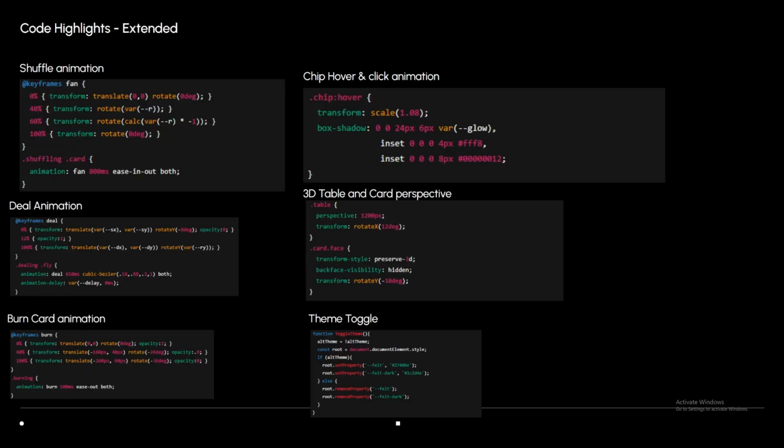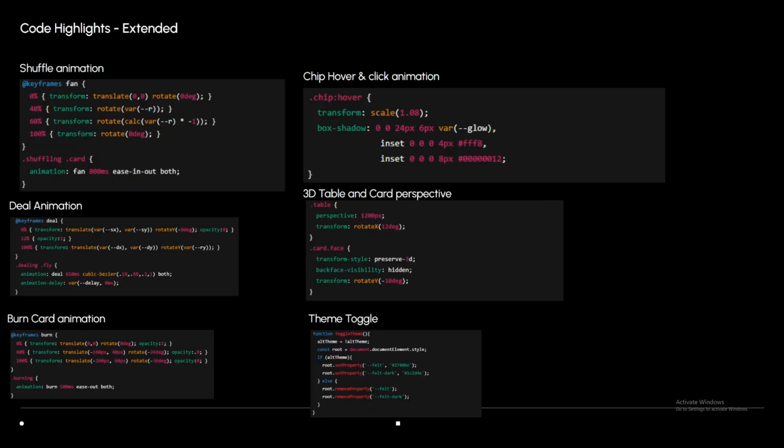Our third one is burn card animation. The purpose of this was to show the dealer discarding the top card before dealing. It's pretty simple. The card slides off the deck and fades out, mimicking the burn step in real blackjack. Our next one is chip hover and click animation. When hovered, chips slightly enlarge and glow using a white outer shadow and the CSS variable minus glow.